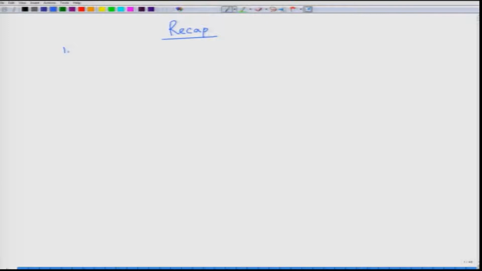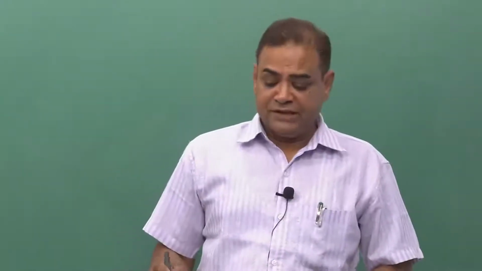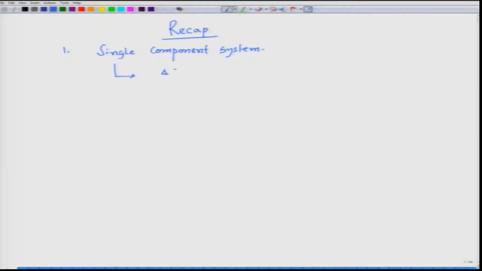Now, let us recap what we have done in phase 1. First, we looked into a single component system. Though we covered a little bit on binary systems, the main concern was the single component system. There we tried to find the expression for del GV, in case of melting or solidification, and that was our primary interest, to find an expression for del GV which can be written in this form.